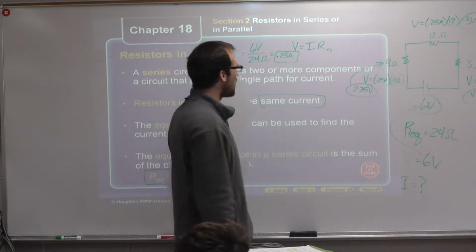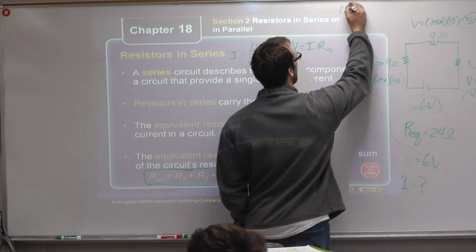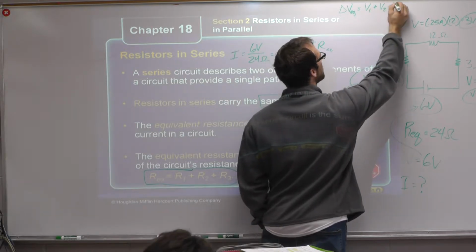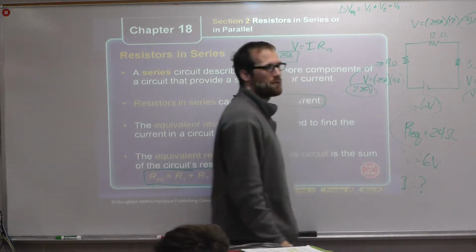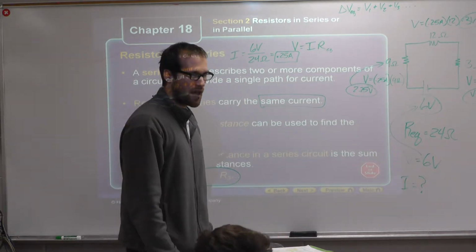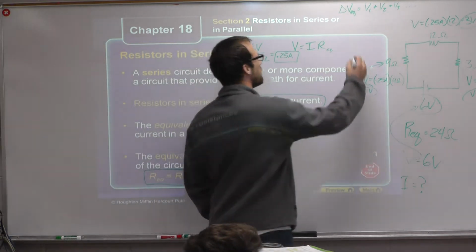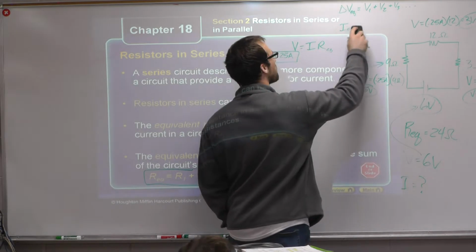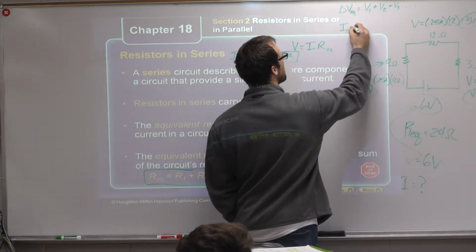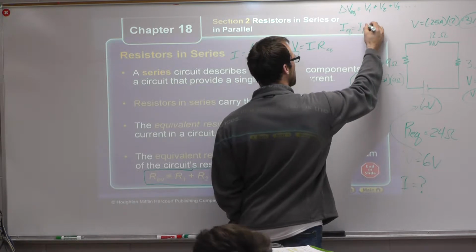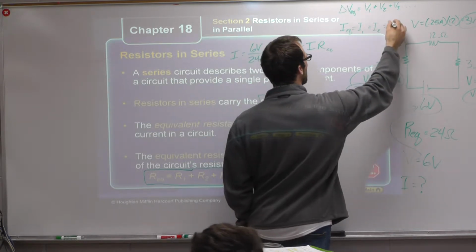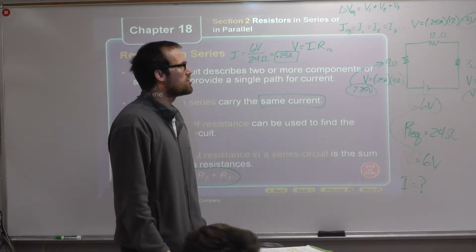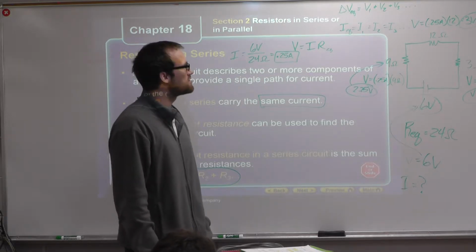Yes. So in series, your equivalent voltage is going to be V1 plus V2 plus V3, depending upon how many resistors you have. However, the equivalent current is going to be equal to I1, equal to I2, equal to I3. What does that simply mean? Current doesn't change. The current is always the same through a resistor or through a circuit that's run in series.